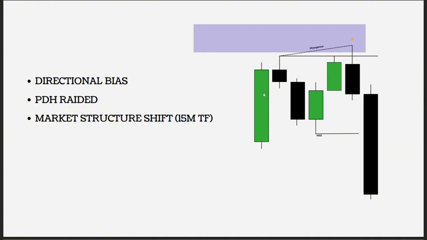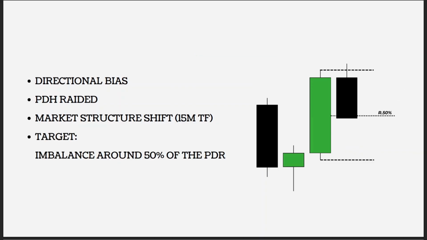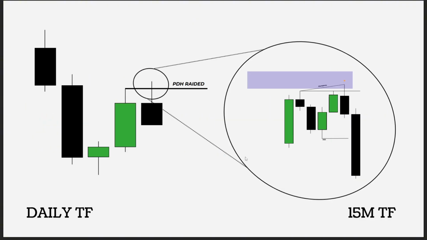So this is what I'm looking for. When I find something like this, I'll take my entry at this place and target 50%, an imbalance around 50% of the previous day's range, right? So what do I mean by that? So in summary, this is what I'm looking for.